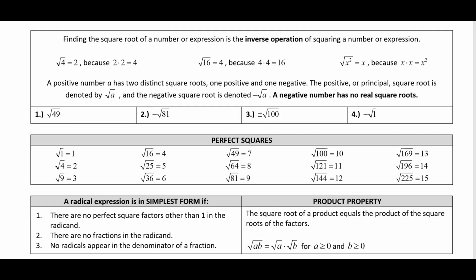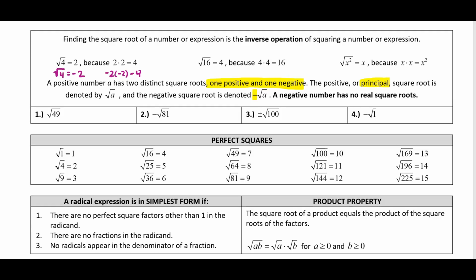Now it's important to realize that we could have said that the square root of 4 equals negative 2 because negative 2 times negative 2 equals 4 as well. So this leads to the next point, which is that a positive number has two distinct roots. One that's positive and one that's negative. The positive, also called the principal square root, is denoted by the square root of a. So they're not going to have a number out front. It's going to be understood to be positive. If they want the negative square root, they're going to put a negative sign in front of it.